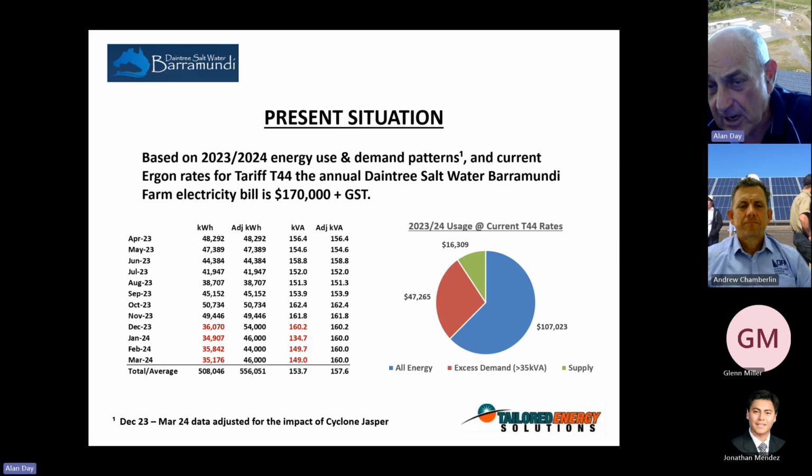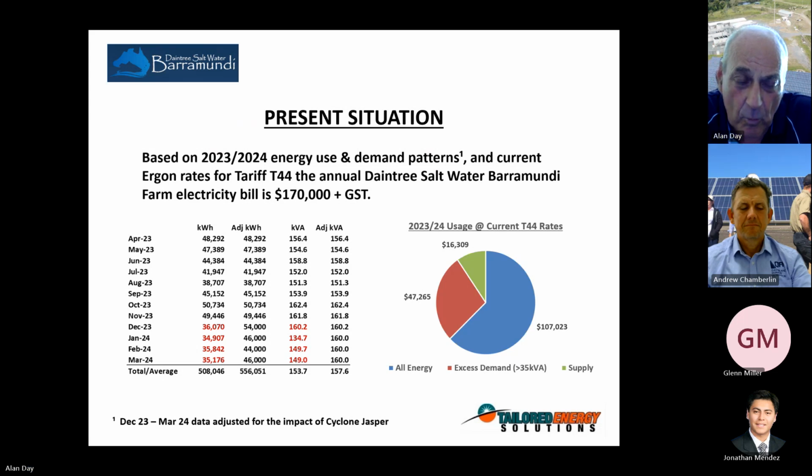And it's split down basically per the pie chart, with 107,000 as energy, 47,000 for excess demand charges. So they're on T44, so they get charged for everything over 35 kVA, and they're in a pretty cruel place from that point of view. And then the fixed service charge of $16,000 based on T44's roughly $45 a day connection fee.